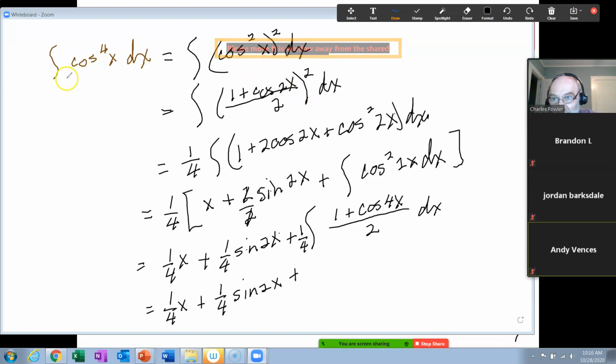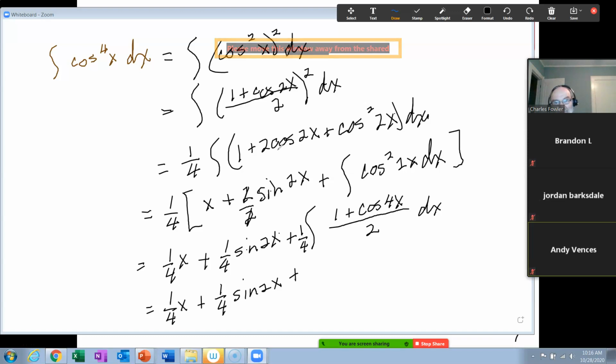This is where it started, the integral of cosine fourth. We made that cosine squared squared. The cosine squared on the inside, we use the identity, 1 plus cosine 2x over 2. But that was squared, so we pulled out the 1/4, and then we squared the binomial here, so we had that done.